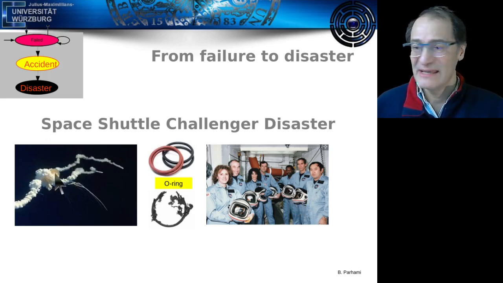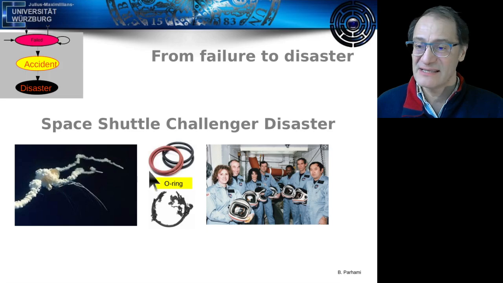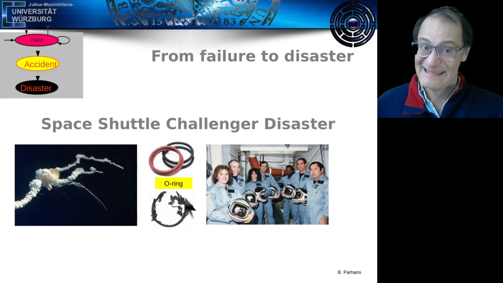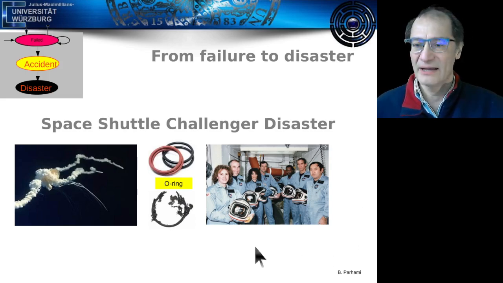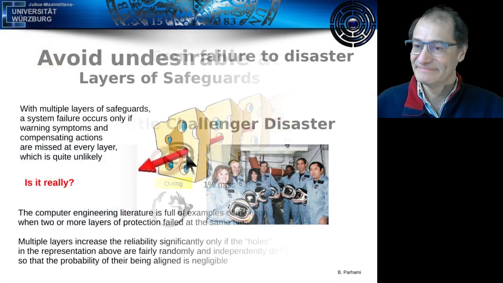And what was the source of this catastrophic disaster? It was a gummy ring like this, an isolation in the boosters. And it was cold these days, and then the ring broke, and then we had a fuel escape, and then we had the biggest catastrophe. So going down from a small component to an accident and to a disaster. Okay.